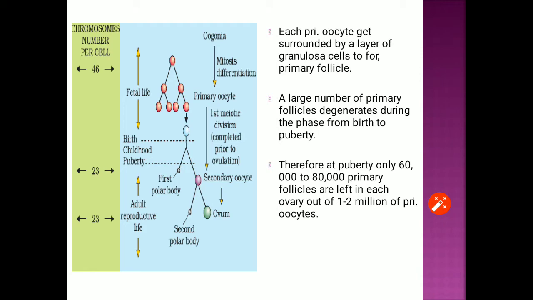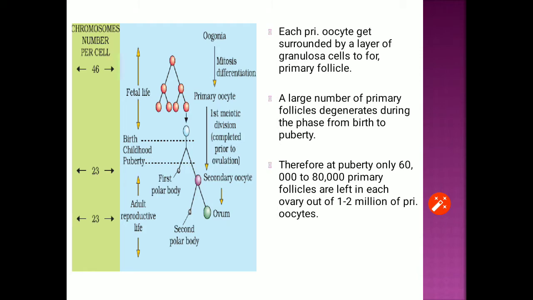Now the primary oocyte, when it undergoes meiosis I, there is a reduction in chromosome number, but with unequal division of the cytoplasm. Most of the cytoplasm is retained by the secondary oocyte, which is haploid in nature, and a very small amount of cytoplasm with another set of chromosomes is cut down, which is termed the first polar body.